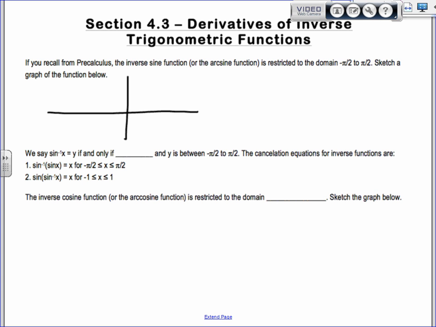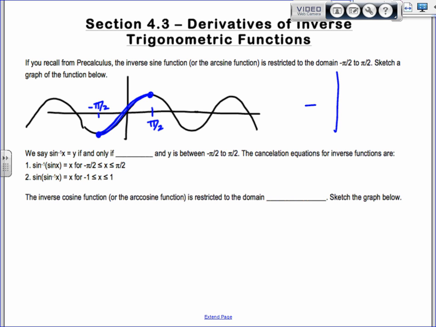So like the normal sine function goes like this, yeah? And it goes from, like we say it's one-to-one, it passes the horizontal line test from here to here. Okay, so the inverse sine function ends up being a reflection of that over the line y equals x. Okay, so you've talked about inverse sine. It's restricted from negative pi over 2 to pi over 2.